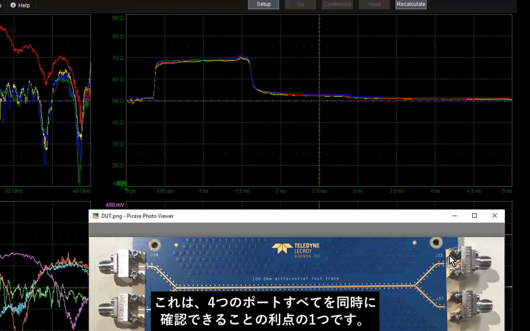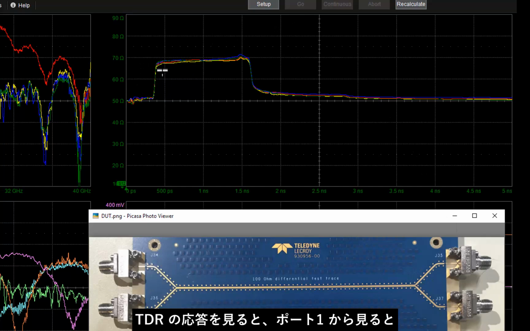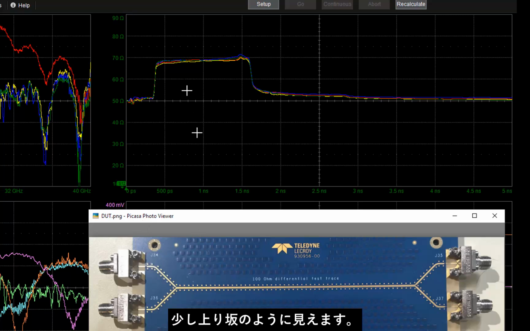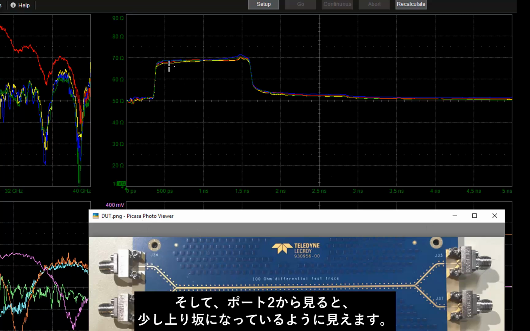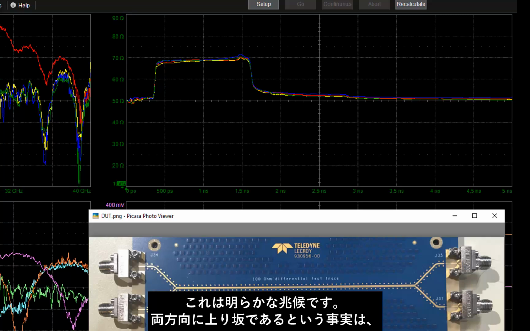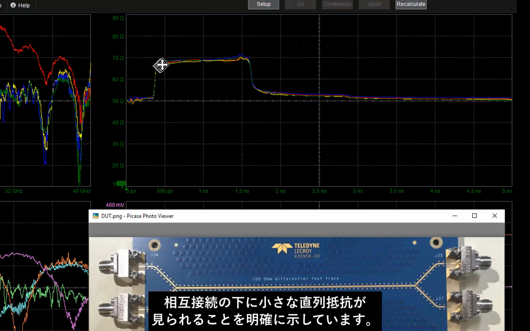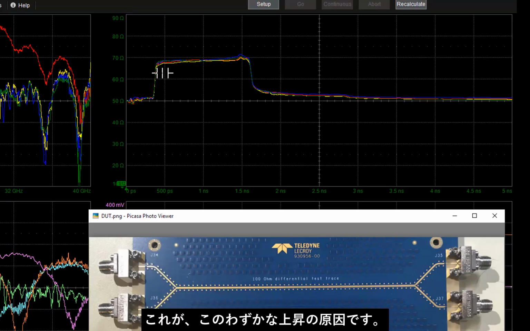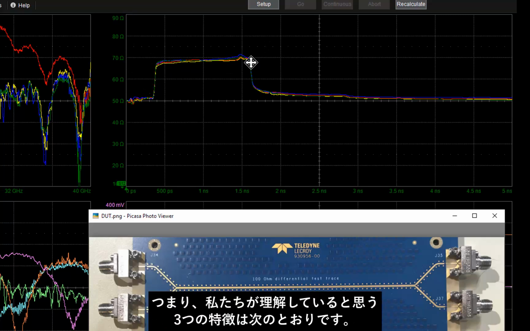That's one of the advantages of being able to look at all four of the ports at the same time. When I look at the TDR response, I see that looking from port 1, it looks like it's slightly uphill, and looking from port 2, it looks like it's slightly uphill. The fact that it's uphill in both directions is a clear indication that we're seeing a small series resistance down the interconnect. So that is what accounts for that slight increase. So the three features I think we understand.